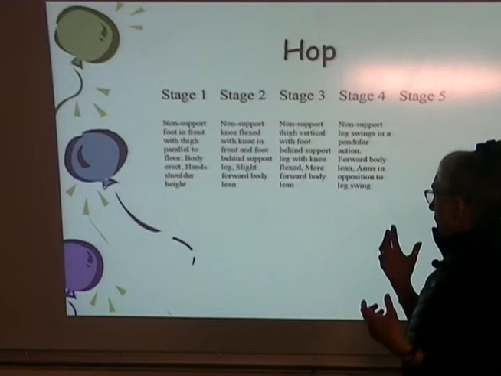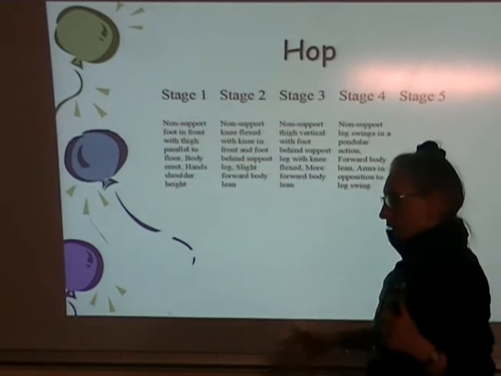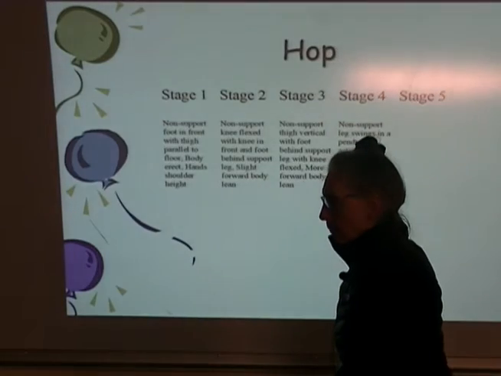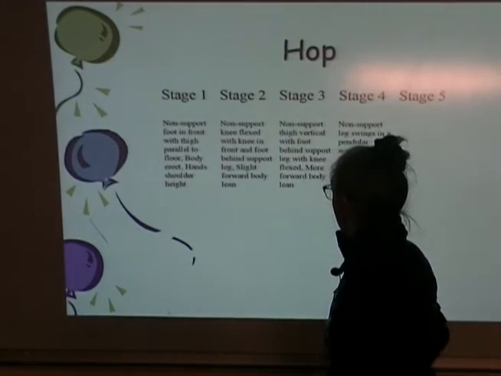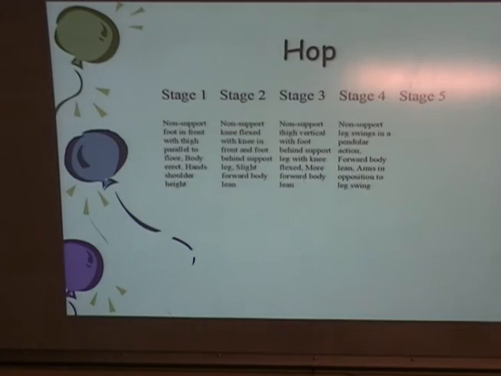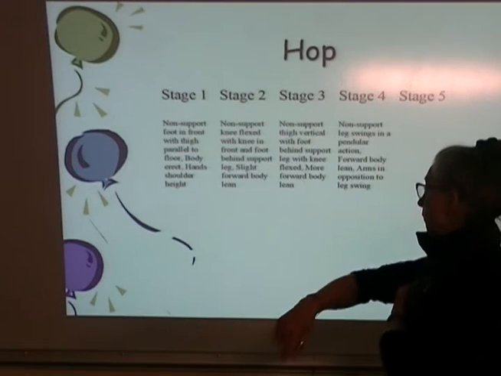Stage 3, the free leg drops even further, and now the thighs are kind of parallel to each other. That puts the foot way behind. That allows more body lean and means I can hop forwards more effectively. Okay.